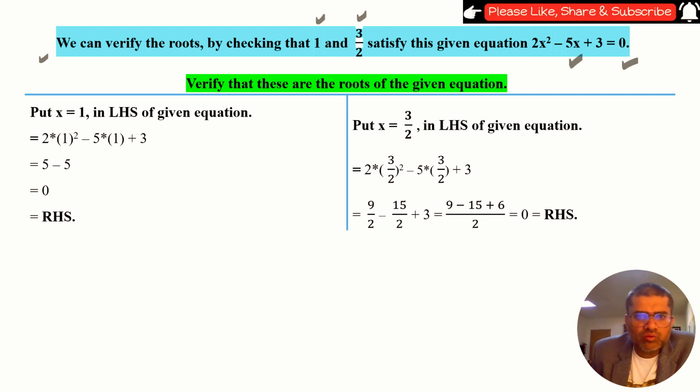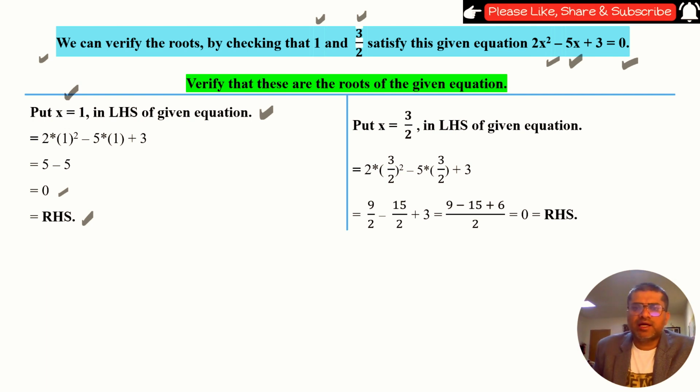Put x equal to 1 in the LHS of the given equation: 2x square, so 2 multiplied by 1 square, minus 5 multiplied by 1, plus 3. It comes to 0, which is the RHS. So this satisfies the given equation, and your solution is correct.